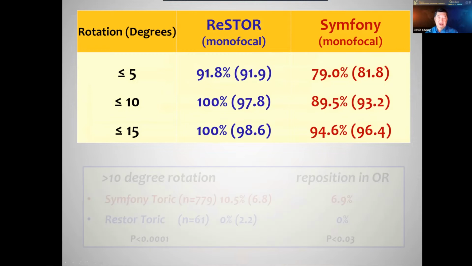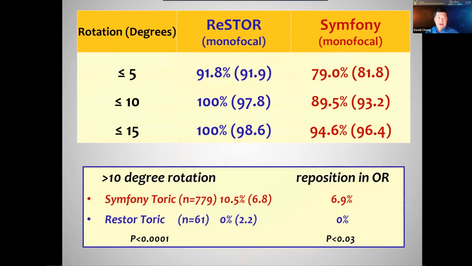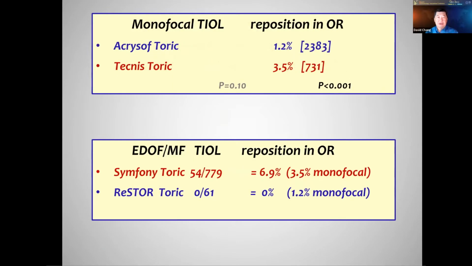Pretty much similar as you'd expect. But now if you look at who had rotation more than 10 degrees, it was very much higher with the, again, the Symphony versus the Restore. And let's look at what we've got here. We've got now data that says, look at these numbers, 2,400 consecutive Acrosofts, 700 consecutive Tecnis Toric monofocals. And you can see that truly it's a threefold increase in the number of cases we had to reposition.